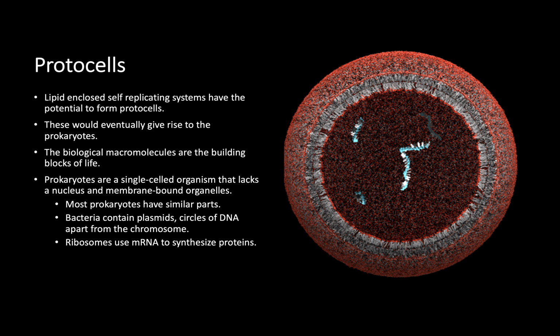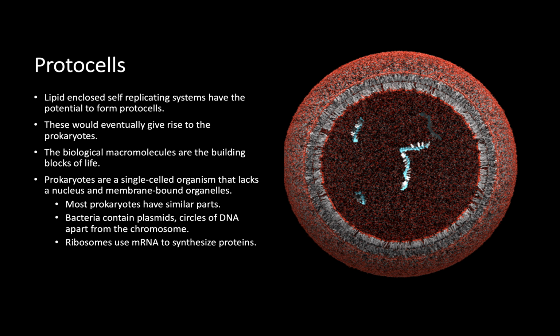So when speaking about life's origin, protocells are actually really important to talk about, and this image on the right side of the screen is a protocell. Lipid-enclosed self-replicating systems have the potential to form protocells. These would eventually give rise to what we know as prokaryotes. The biological macromolecules are the building blocks of life, which we've talked about before, CHOMPs.